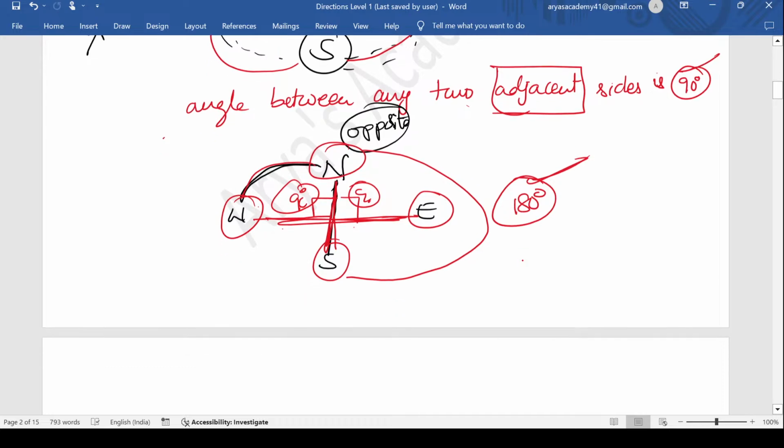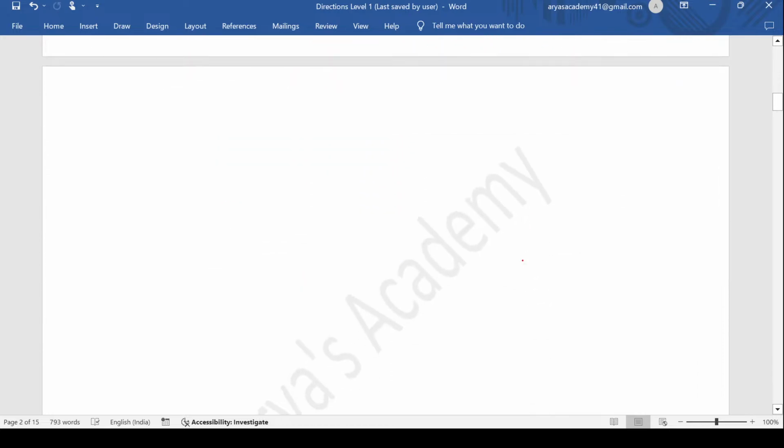Okay, now we will introduce the next part. Actually, total directions are 8 in number. Apart from 4 main directions, we have 4 subordinate directions derived from the main directions.